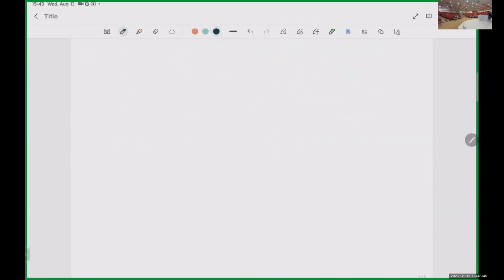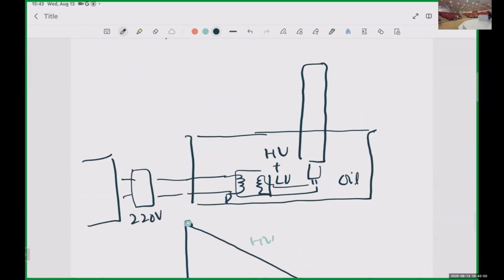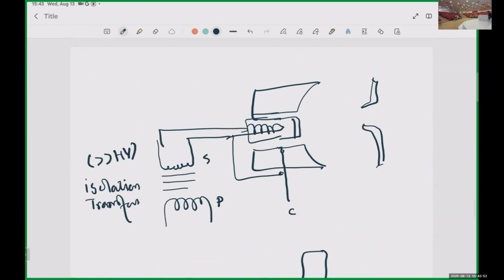Kashif, come back to the second slide. Yeah, this one. Now you are using the isolation transformer, and also you are connecting the secondary with the minus 30 kilovolt. Does that not affect the working of the secondary? Because it's very high voltage, 30,000 volts.